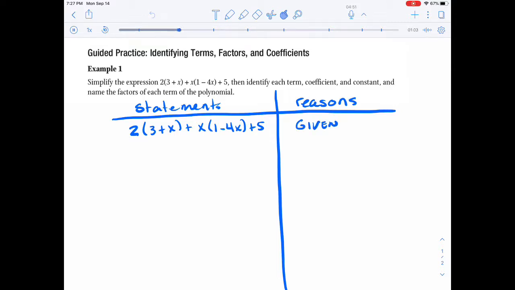Next, I'm going to distribute the 2 to the 3 to give a product of 6. Then I'm going to distribute the 2 to the x to get a product of 2x. And plus distributing this x to the 1, giving a product of 1. Then distributing the x to the negative 4x to give a negative 4x squared. And then plus 5. I did that by using the distributive property.